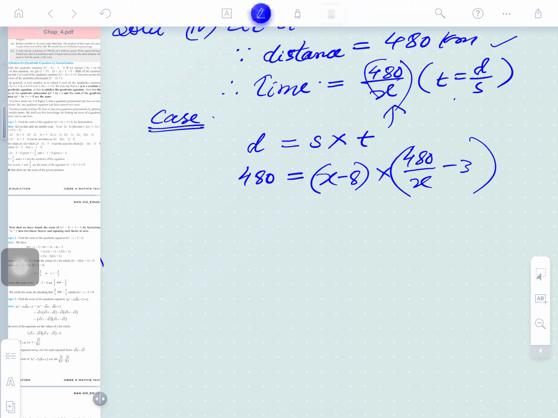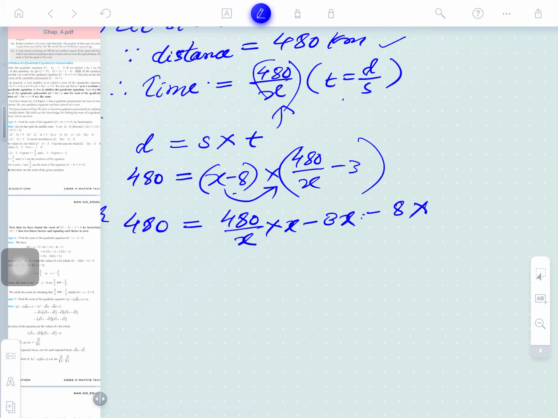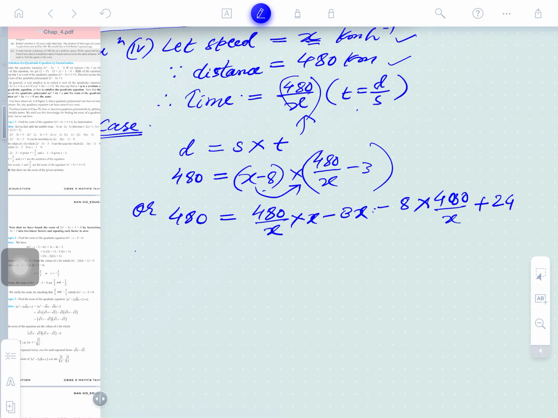See the next. What is it saying? Now it is to be solved. 480 is equal to this multiplied by that. So 480 by x into x, and x into 3 is 3x, and minus 8 into 480 by x, and minus times plus 8 times 3 is 24. This is now the expression, and further it can be written with x cancelled. It shall be 480 and 3x, or 30x. It's 3x minus 8 into 480.